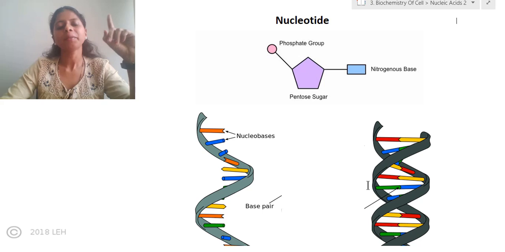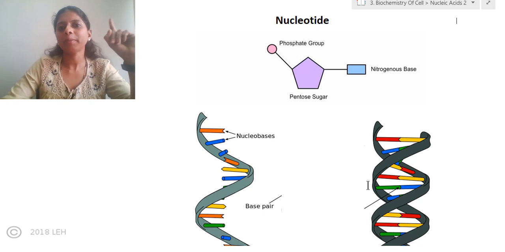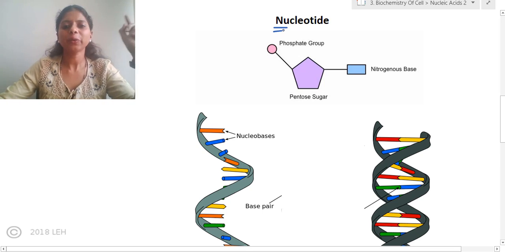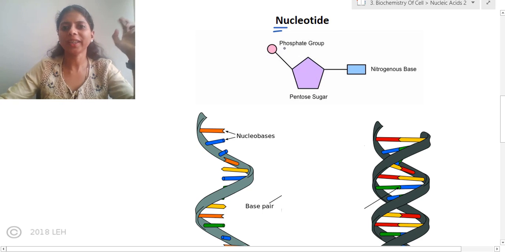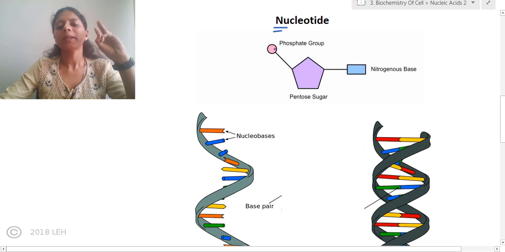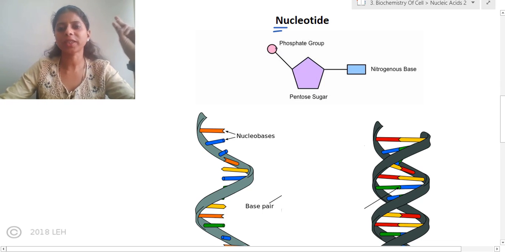First, nucleic acids are also polymers, made up of a monomer called nucleotides. In this video we are going to learn a little bit more about nucleotides and their joining. Let us go ahead and study that. Another thing you need to remember is that a nucleotide is made up of three components: one is the phosphate group, another is the pentose sugar, and another is the nitrogenous base.